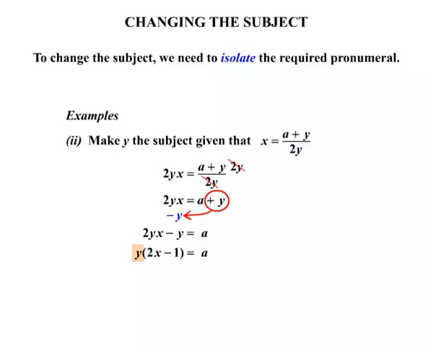So, to get the y by itself, at the moment, it's being multiplied by that whole bracket, the 2x minus 1. So to get rid of that, we'll divide by 2x minus 1. We must make sure we do it to both sides. So on the left-hand side, those 2x minus 1's cancel. So great, we've got the y by itself now, so therefore, y equals, and on the right-hand side, we have a over 2x minus 1.